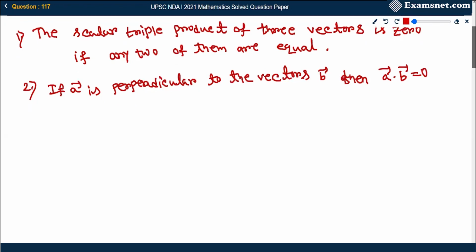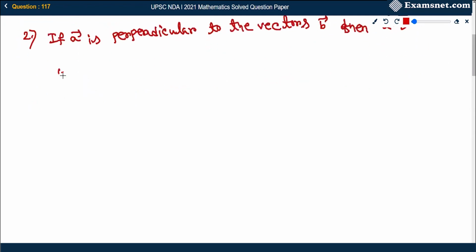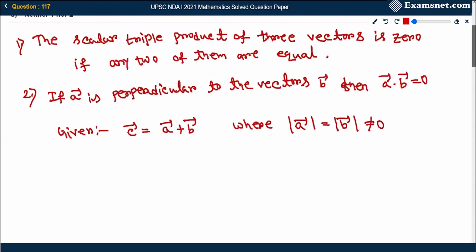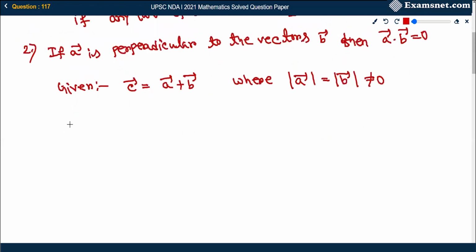Okay, so in this question it is given that C vector equals the sum of these two vectors A and B, where mod of A equals mod of B and is not equal to 0. Now look at statement 1. Statement 1 states that C is perpendicular to A vector minus B vector, right? So we can check whether the scalar product of these two is zero or not.